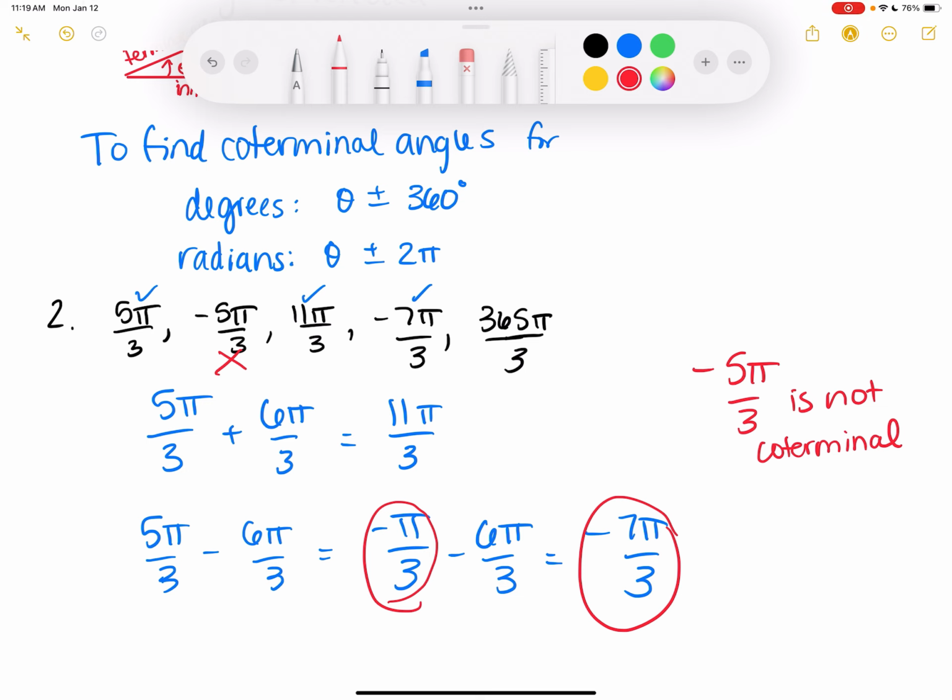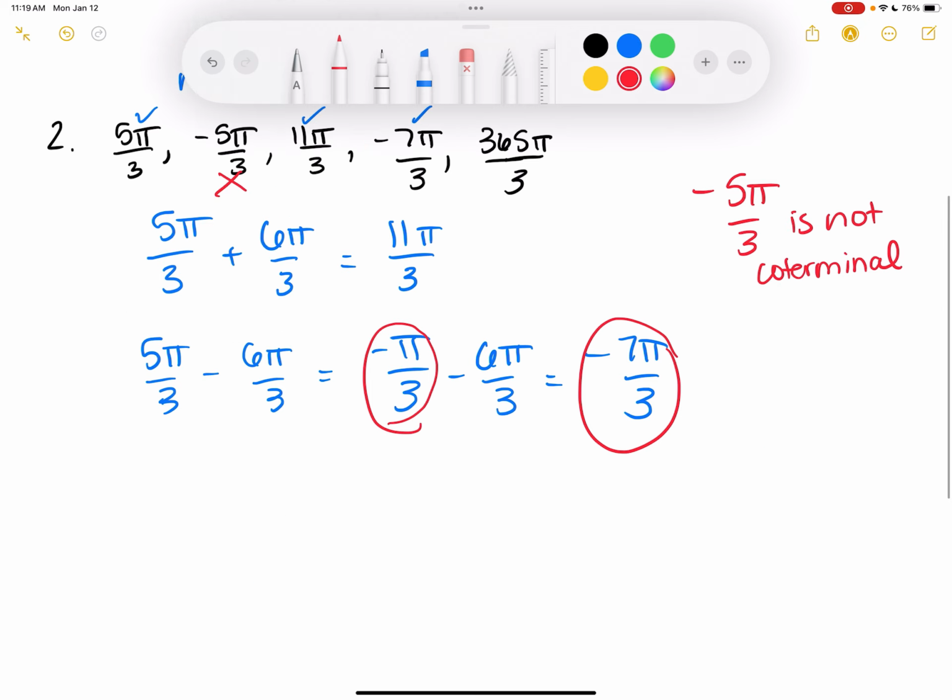Point P is on the terminal side of angle theta. Evaluate the 6 trig functions for theta. If the function is undefined, write undefined. So number 8, the point is negative 4, negative 6.